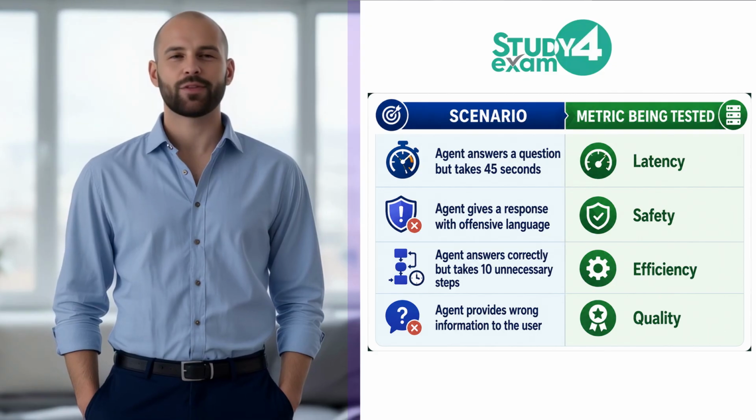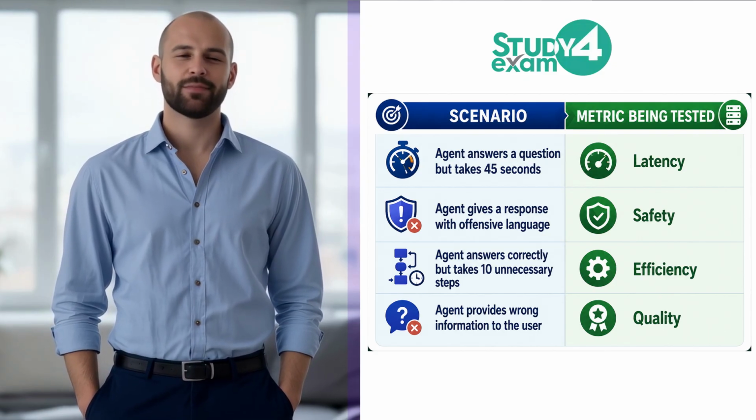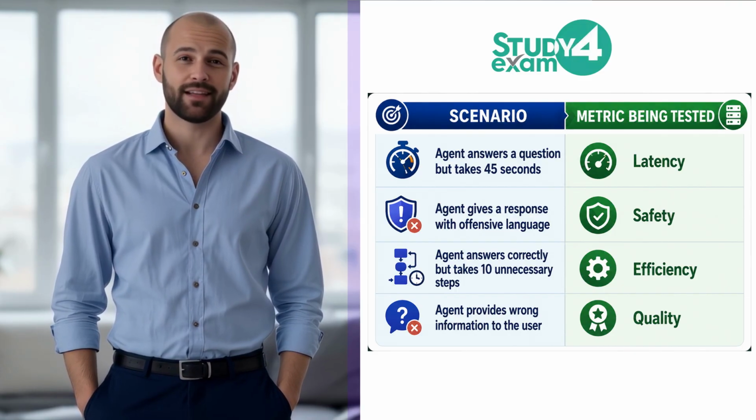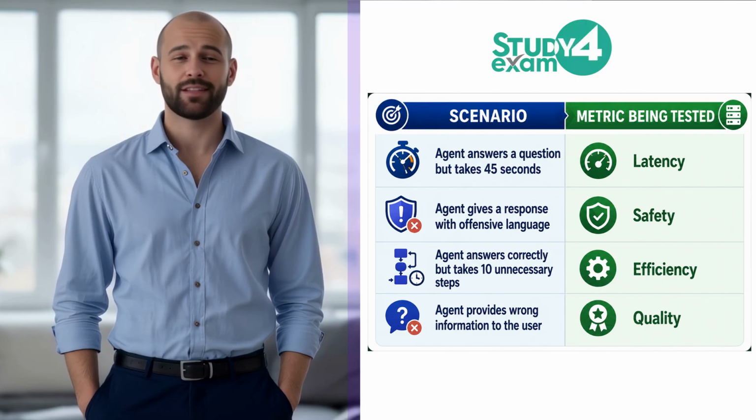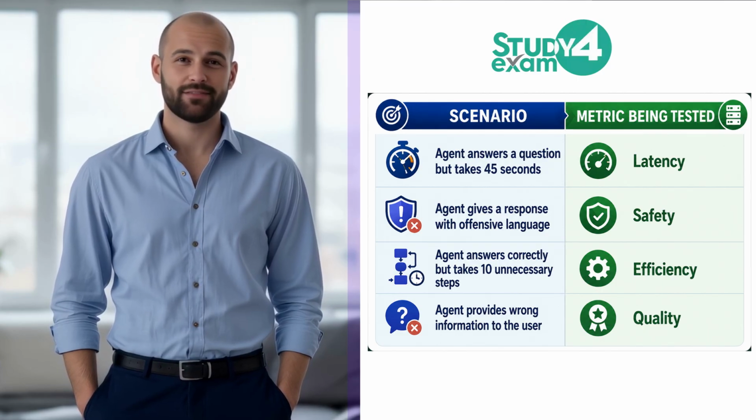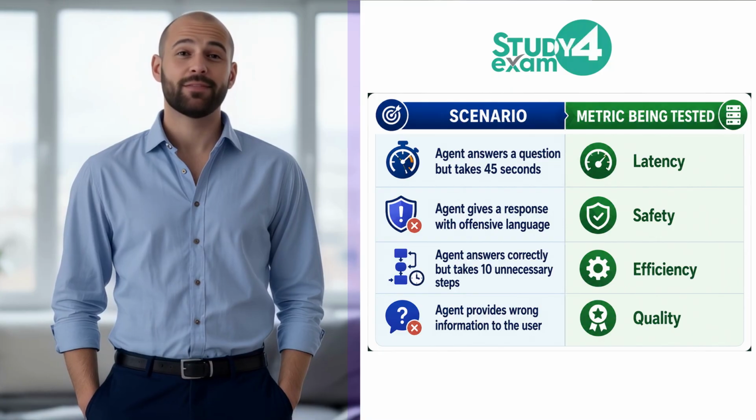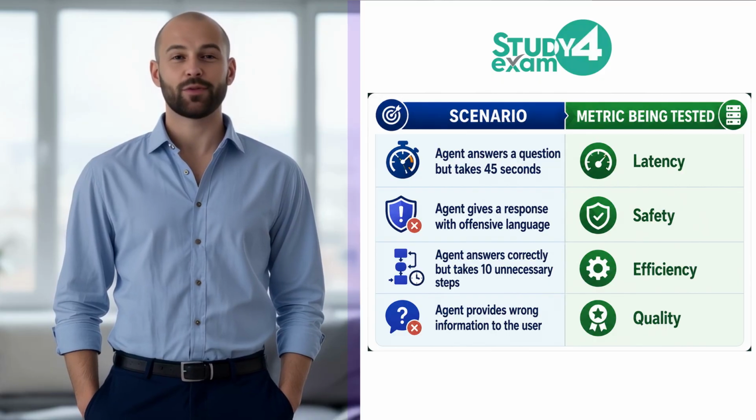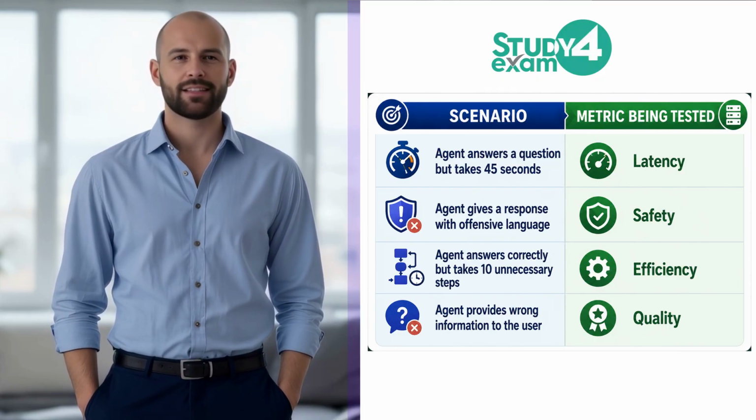Here's something most Fusion AI Agent Studio candidates miss. Oracle's 4 evaluation metrics aren't just definitions you memorize. The exam gives you scenarios and asks which metric is being violated. Here's how to map it fast. Memorize this table. Scenario questions on these 4 metrics appear multiple times in the exam.